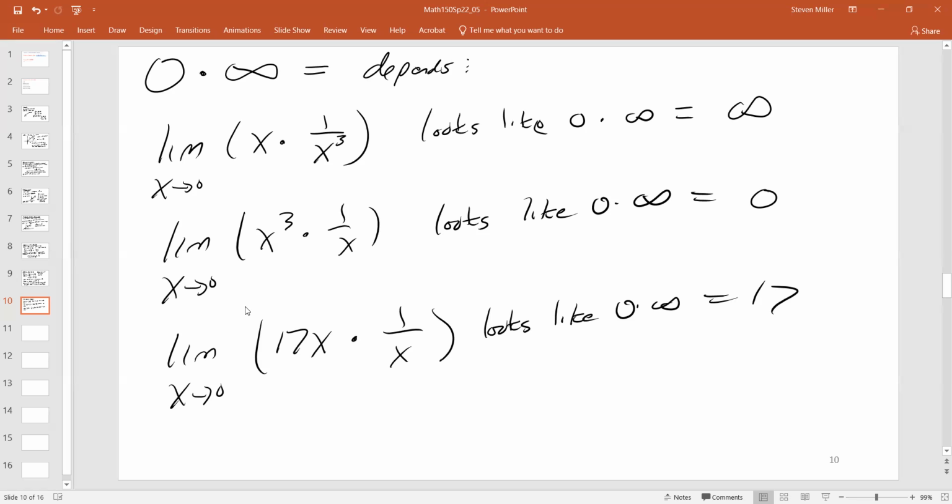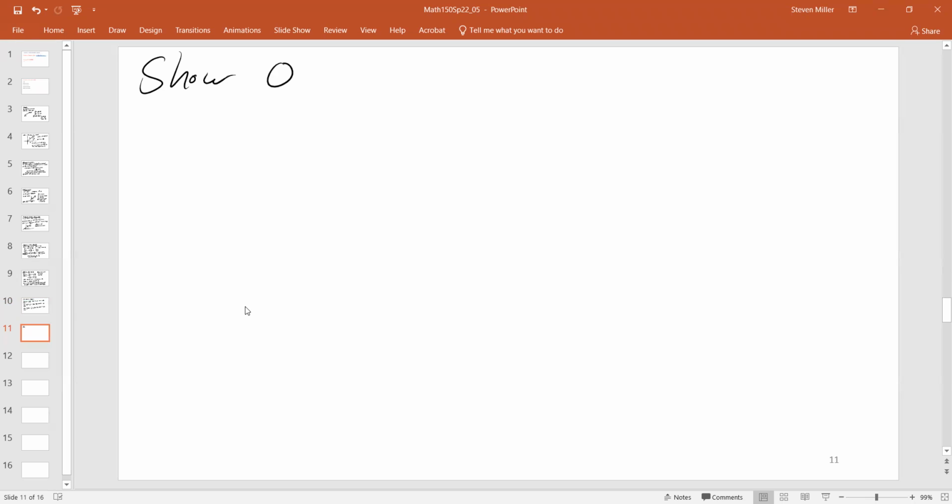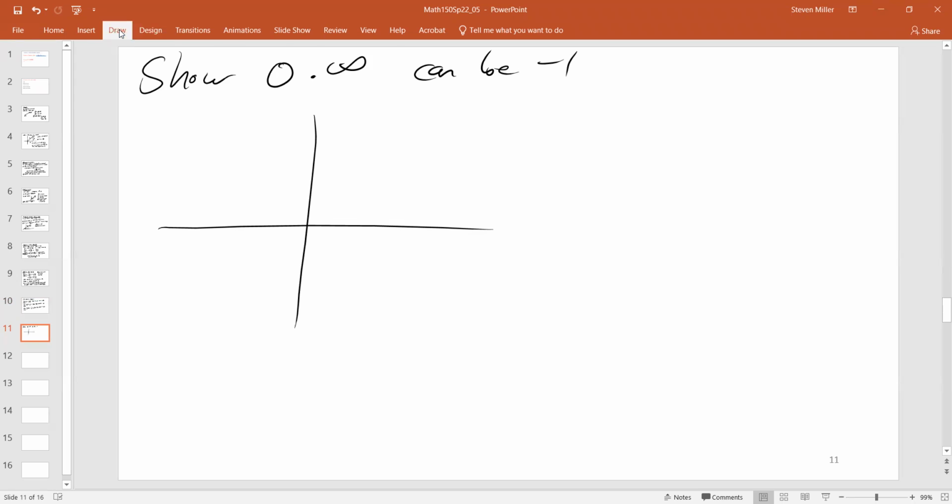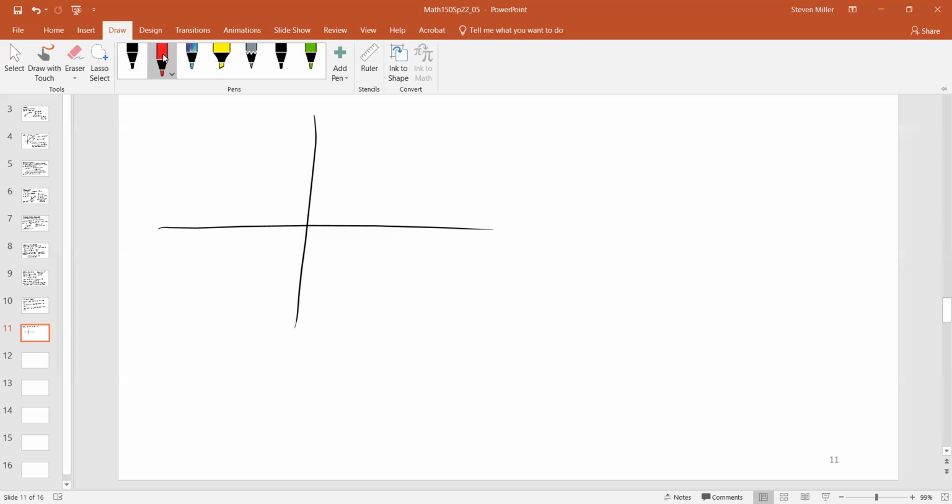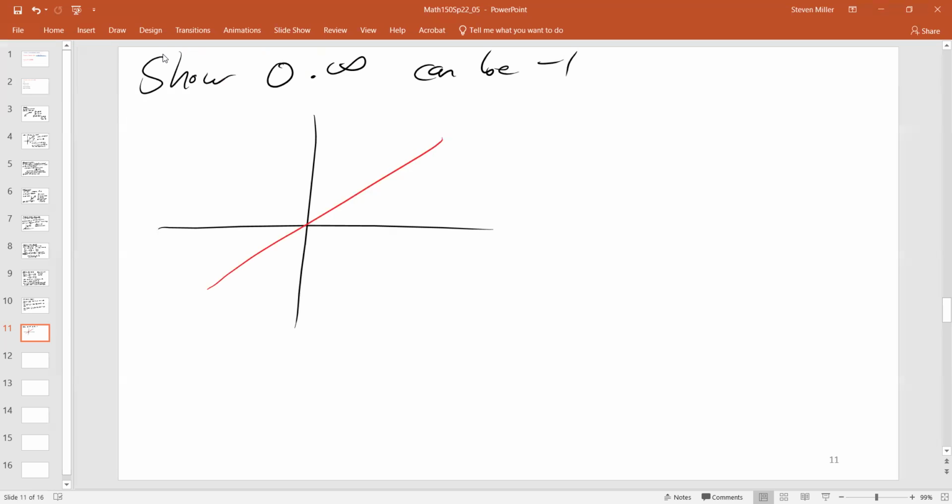What I'm going to do now is show that 0 times infinity can be negative 1. Okay? And I need to recall some results that you've hopefully seen before. So imagine I have 2 perpendicular lines, and this has slope m1, this has m2. Does anybody remember what the product of the slopes of 2 perpendicular lines is? So the result, yes, it's negative 1.